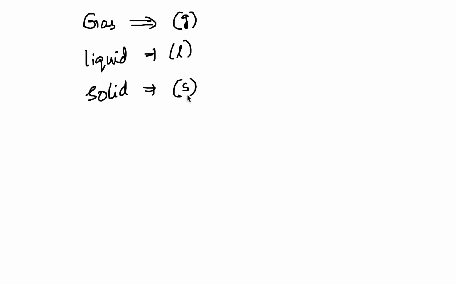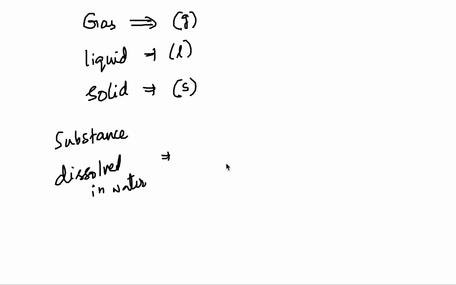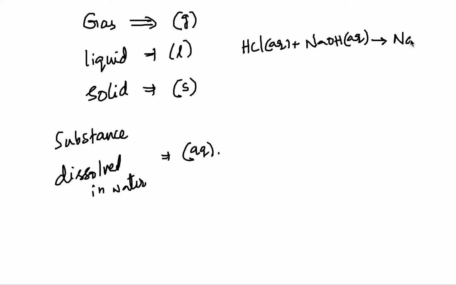But if it is a substance dissolved in a solvent like water, how do we express that? Beside that substance we write aq. So let's take an example: HCl aqueous plus NaOH aqueous. What does it mean? HCl in water, NaOH dissolved in water, is giving us NaCl aqueous plus H2O liquid.